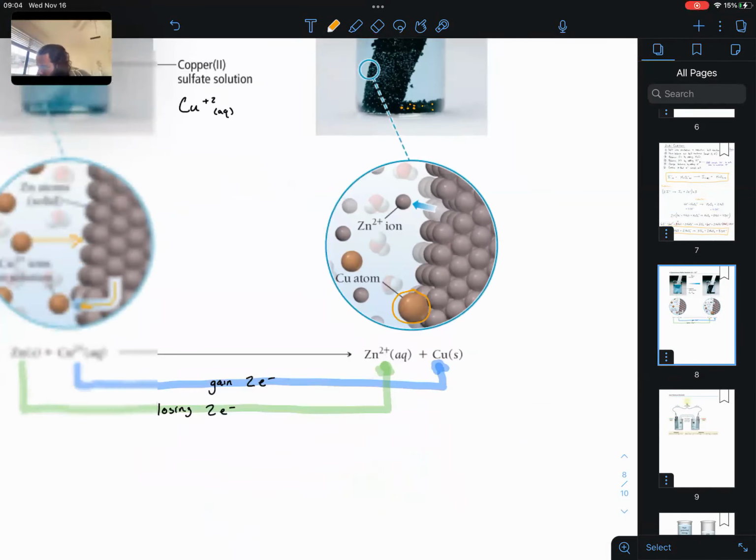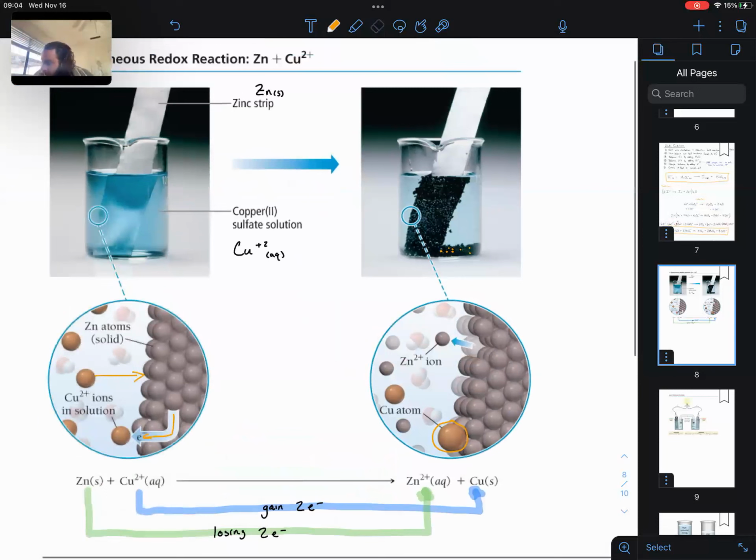All right, so again, oxidation reduction reactions, we have this transfer of electrons. We can have an oxidation reduction reaction between copper ions and zinc, where the copper ions accept electrons and the zinc atoms lose electrons because the copper and the zinc are colliding. And so the copper is stealing those electrons away from that zinc.